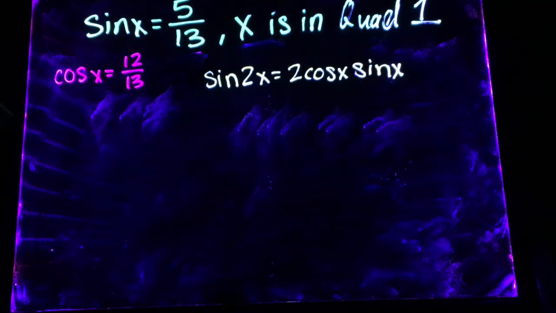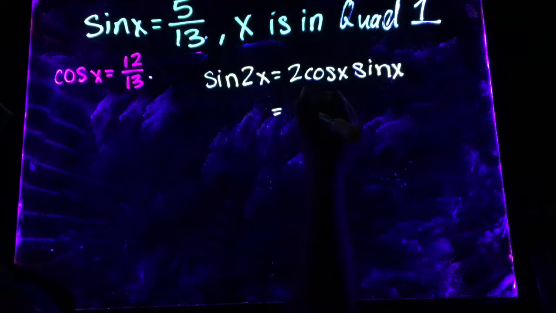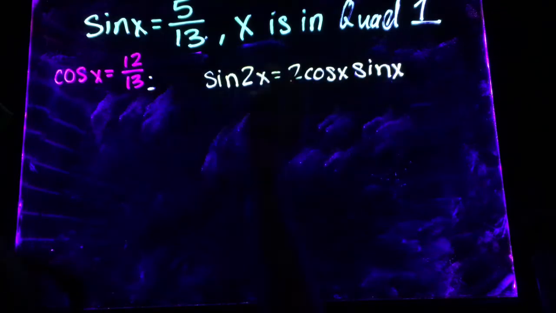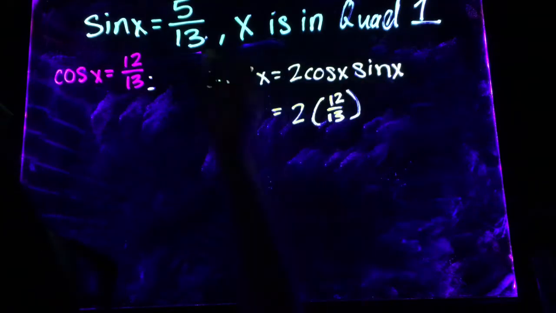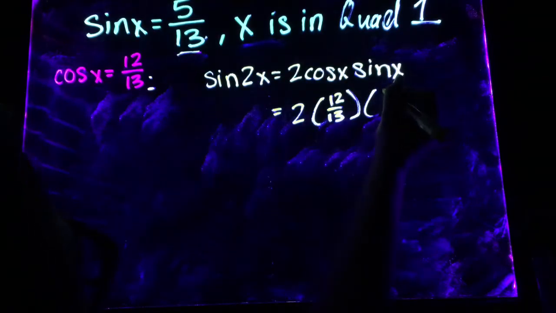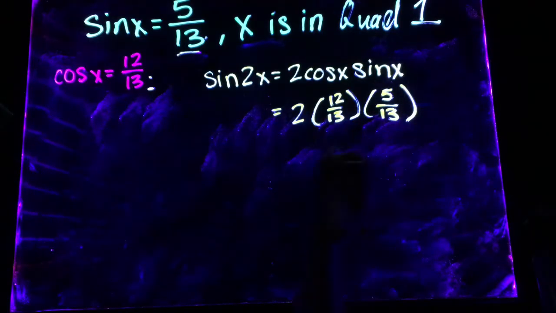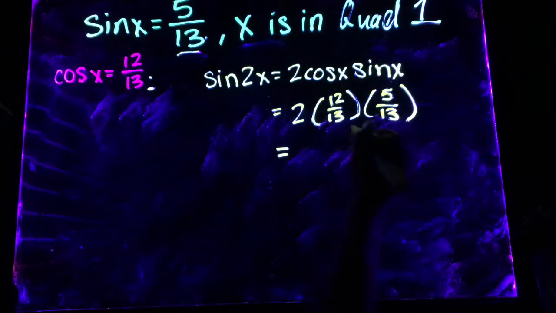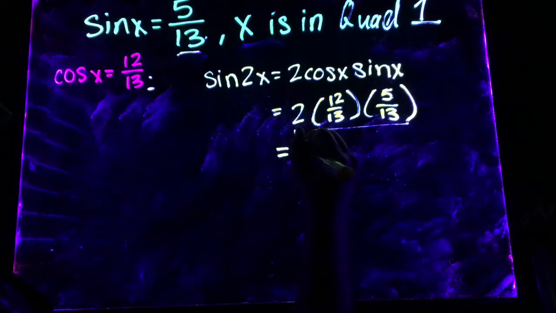So now that we have our sine and our cosine, we can start plugging it into our equation. So we have sine of 2x equals 2, your cosine x, so 12 over 13, times your sine x, 5 over 13. Then after that, you're going to multiply your fractions first. So you still have this 2, that carries down.